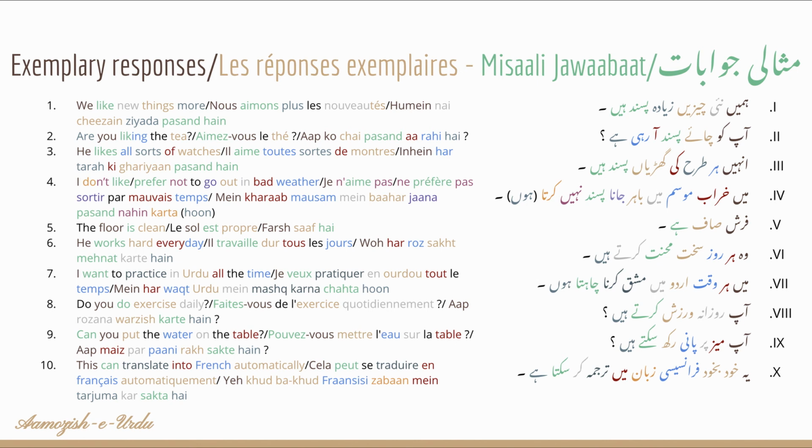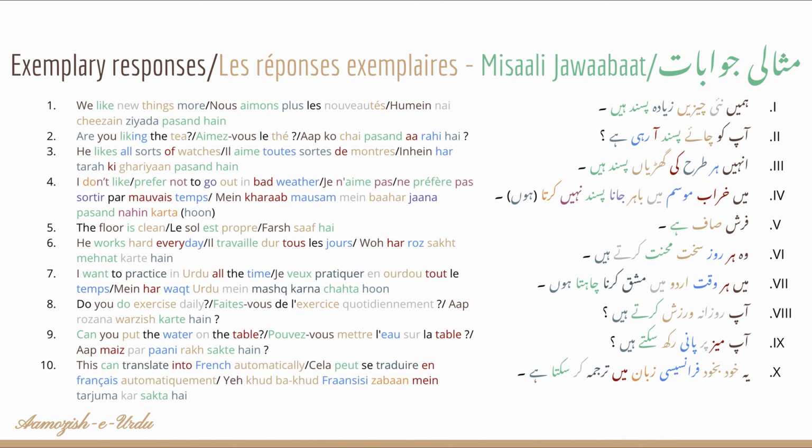So I just made a mistake. Ghadiyan is watches and gaaDiyan are cars. So you need to be kind of careful here. Ghadiyan, there's no long vowel, and gaaDiyan has a long vowel. Okay, next. I prefer not to go out in bad weather. मैं खराब मौसम में बाहर जाना पसंद नहीं करता हूँ.